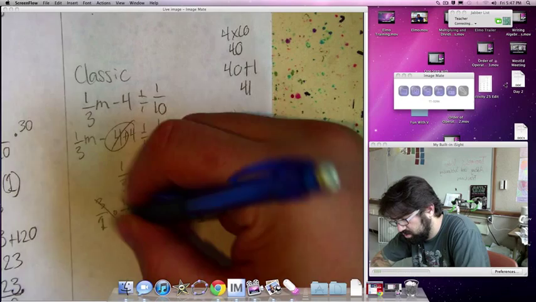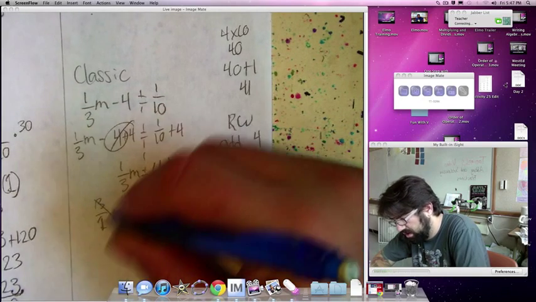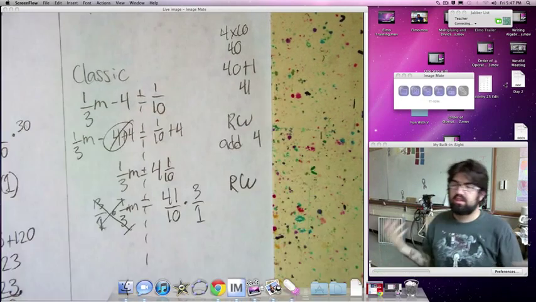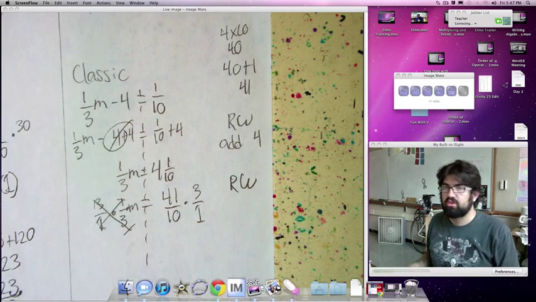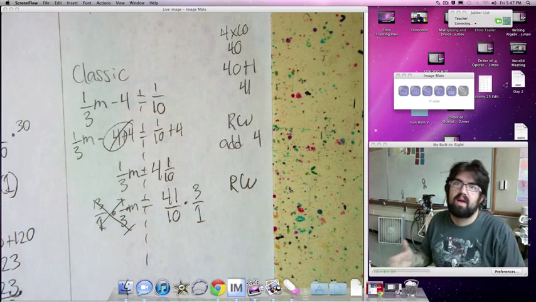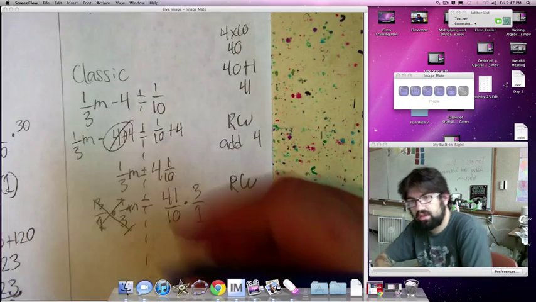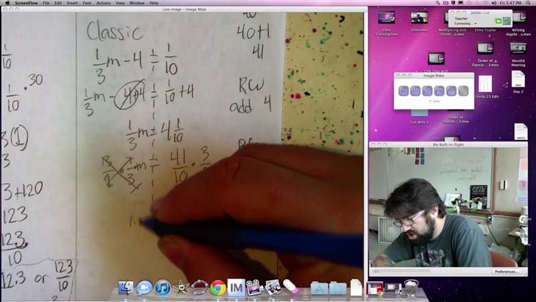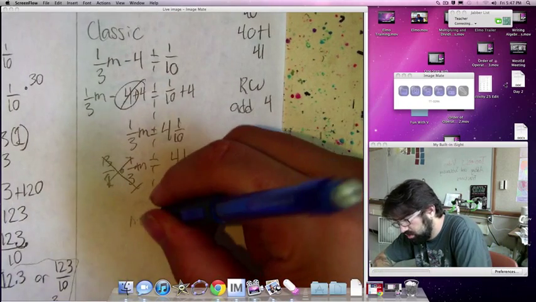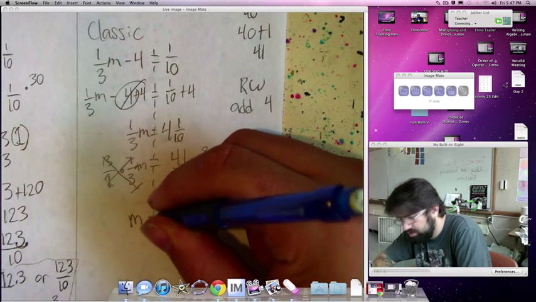3 divided by 3 is 1. 1 divided by 1 is 1. So really, the only thing left over there is m. When you're multiplying and dividing by 1, it doesn't matter. It's just m, which equals, okay.